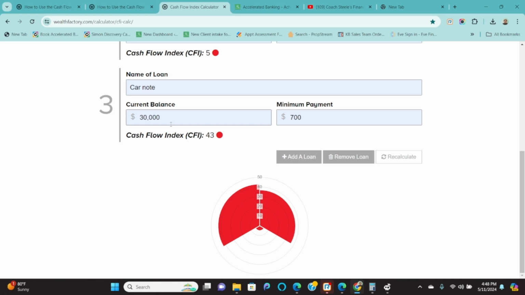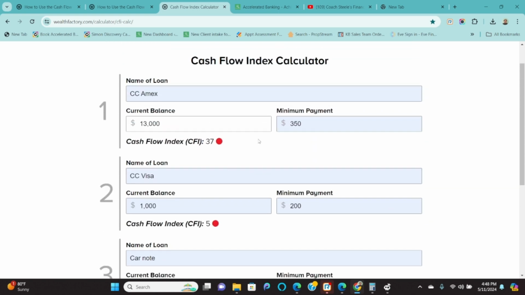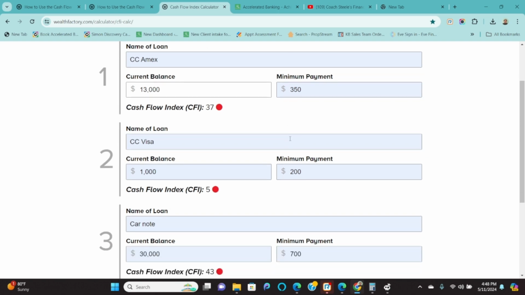So instead of having a car note that may be for 5 years or 4 years, we're going to knock it out in about 2 years. And so that's using the cash flow index strategically to eliminate debt: take the extra cash flow left over at the end of the month and attack the next debt. And so that's just one creative way that you can use to eliminate the debt that you're looking at.